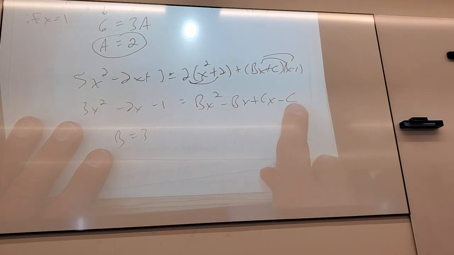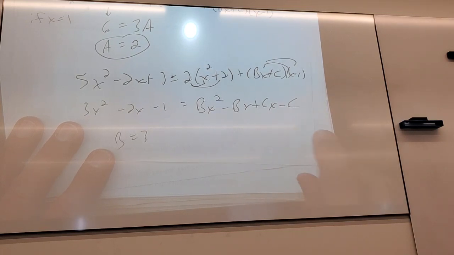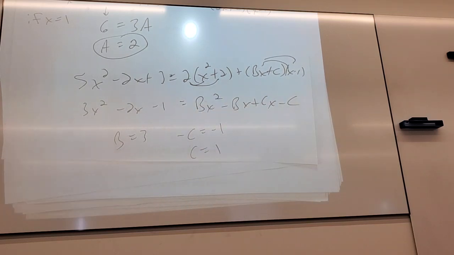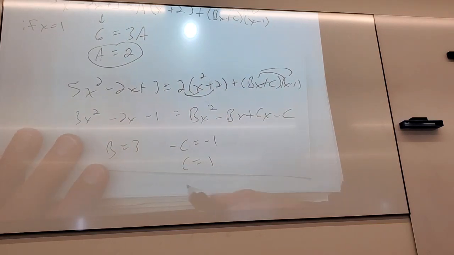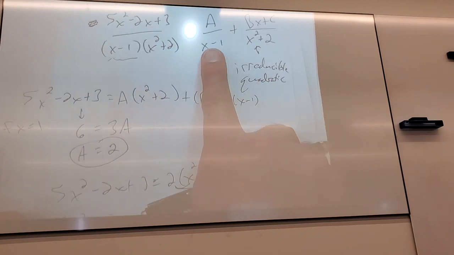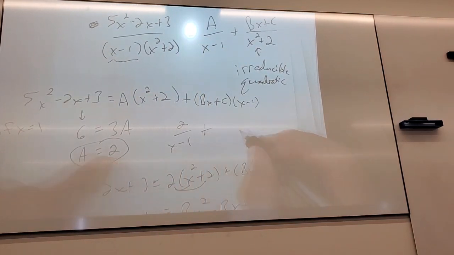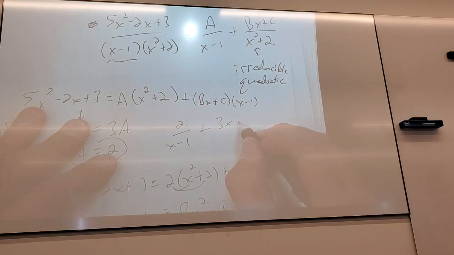What must c be? Negative c is -1, yes? So c must be 1. And we figured out a is 2, yeah? So then I know the answer. It's going to be 2 over x minus 1 plus 3x plus 1 over x squared plus 2.